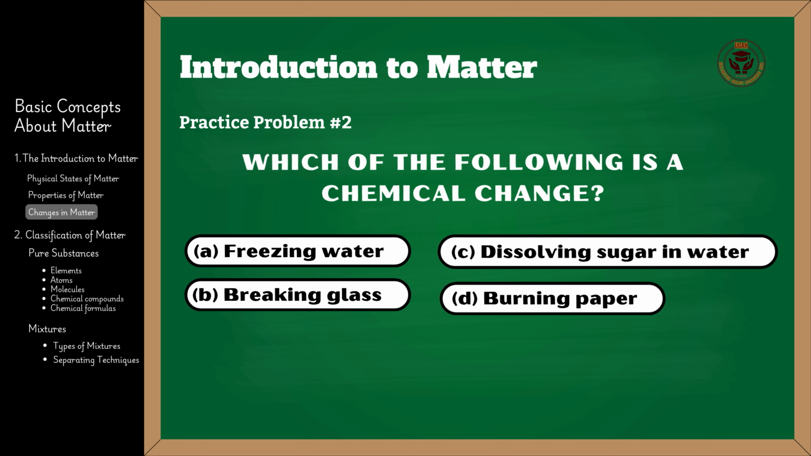Option B. Breaking glass is an incorrect answer. Breaking glass changes only its size and shape. It does not change the content of the glass. Therefore, it is a physical change. Option C. Dissolving sugar in water is an incorrect answer. Sugar can be recovered by evaporating the water, showing that no new substance is formed. Option D. Burning paper is a correct answer. Burning paper produces ash and gases. Since new substances are formed, it is a chemical change.